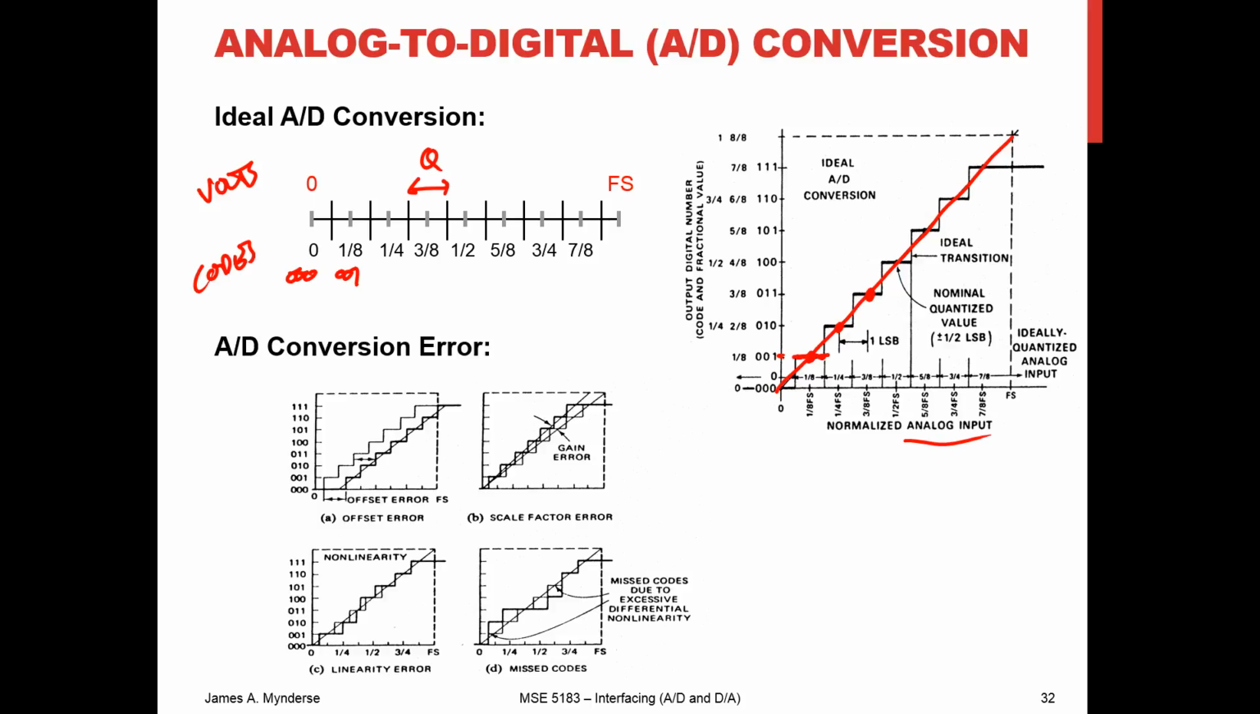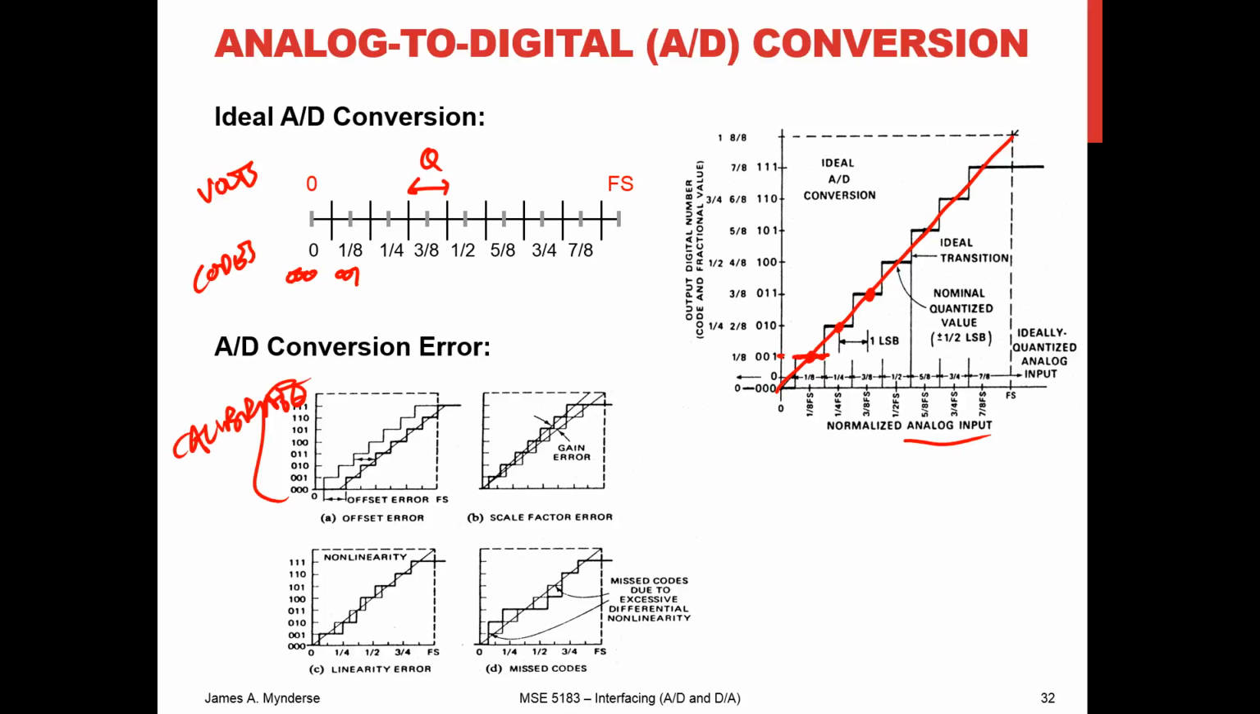And then in your conversions, you're going to have the same sort of problem. You could have offsets, you could have a scale factor, you could have nonlinearities, and you could have missed codes where the nonlinearity gets too big. And so, again, these first two, you could calibrate. You could calibrate those out if you knew about them. But these last couple are not so good.